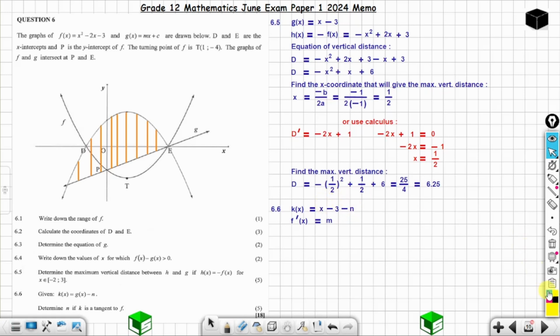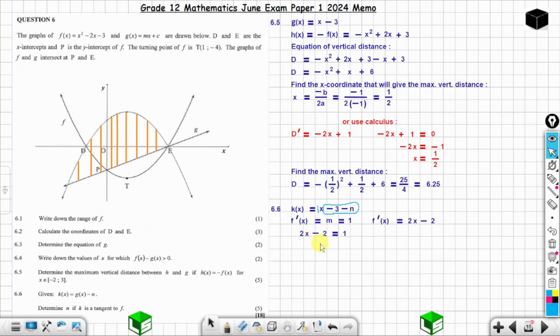Okay, let me show you. This is c. M is equal to 1. Let's find f prime of x. F prime of x is equal to 2x minus 2. So this is equal to 1. Let's find the x coordinate of the point of contact.